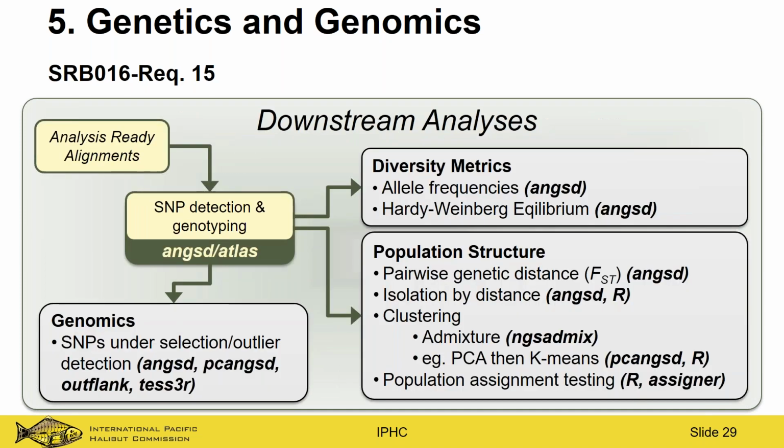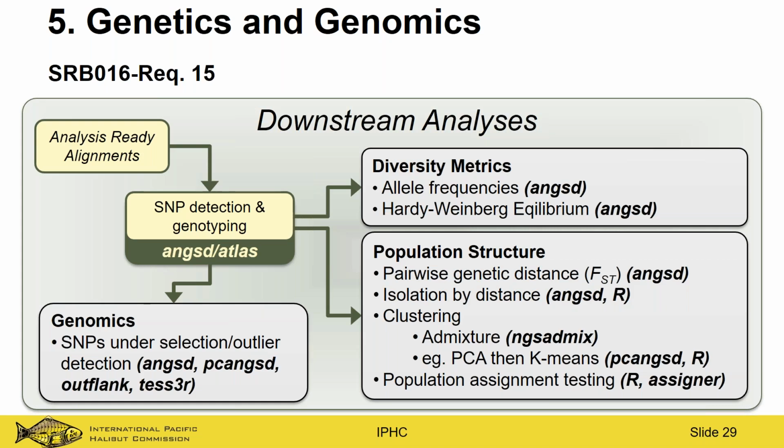So I put together this slide that kind of reminds you of the different analyses that we proposed and plan to do with this data, or the downstream analyses we plan to do. And so really the first step will be SNP detection and genotyping, and then from there we'll use those genotypes to conduct these various analyses.